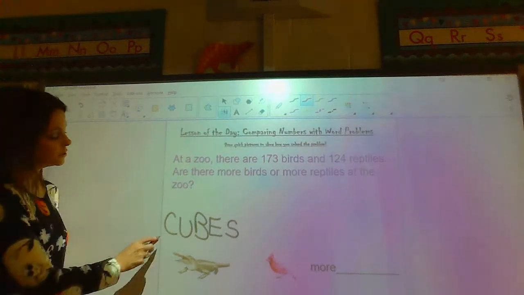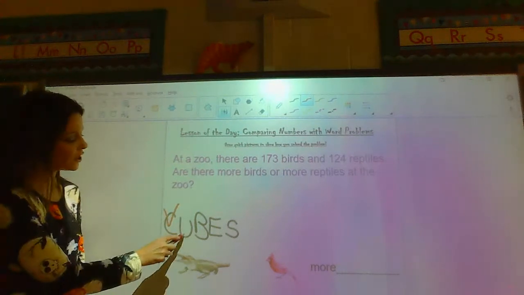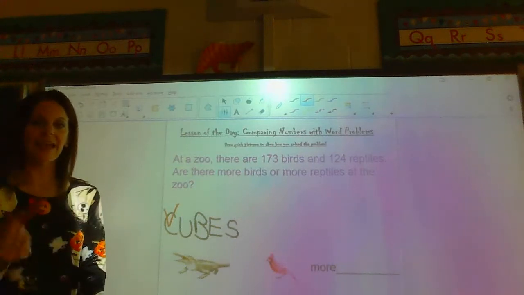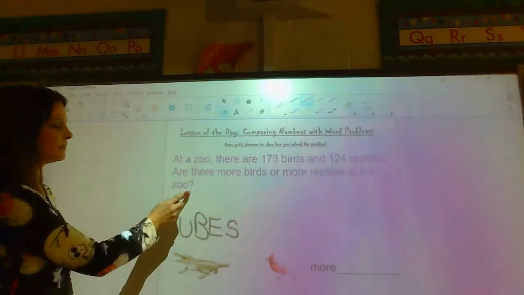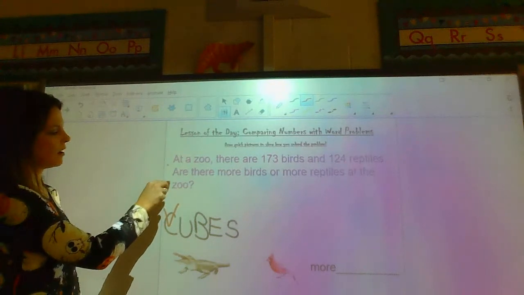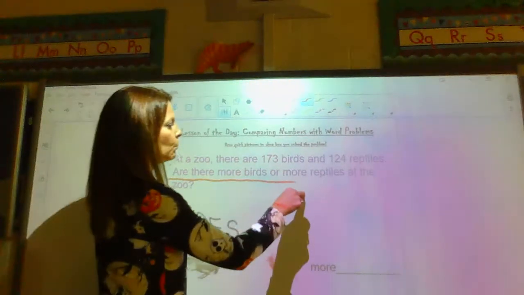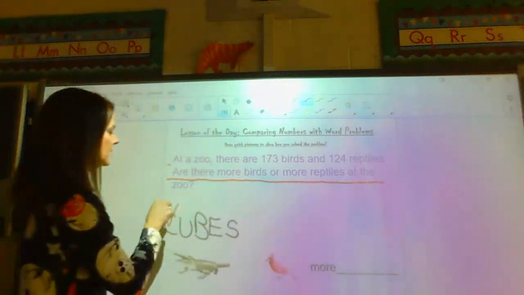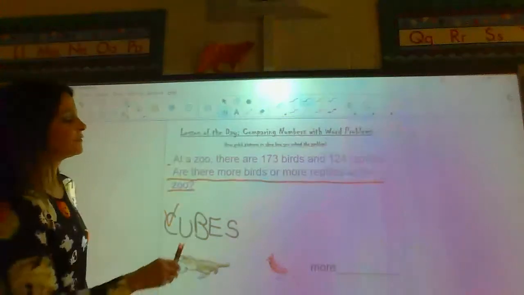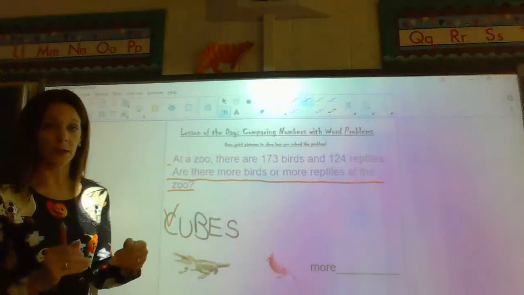So we've carefully read our problem 2 times. Now we need to underline our question. So let's go back. Our question's at the end of the word problem, and I see my question mark. So I'm going to go back to the beginning of that sentence and underline. Are there more birds or more reptiles at the zoo? So that let me know that I'm looking to see if there's more birds or more reptiles. That also helps me know that I'm comparing.